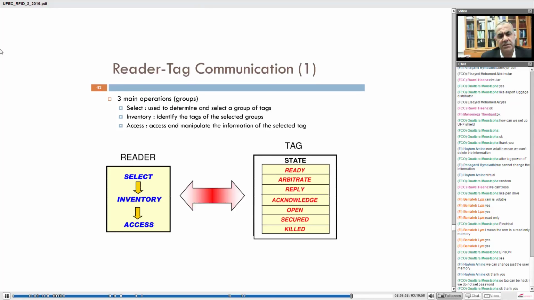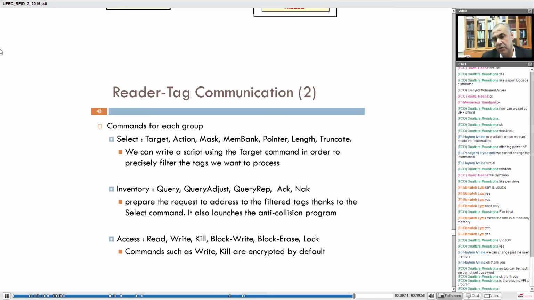Okay. For the inventory group, for the reader, you can have these commands: query, query adjust, query rep, acknowledge, and non-acknowledge. The inventory group prepares the request to address to the filtered tags. So this is to prepare the request after filtering the tags with which we will do the communication.